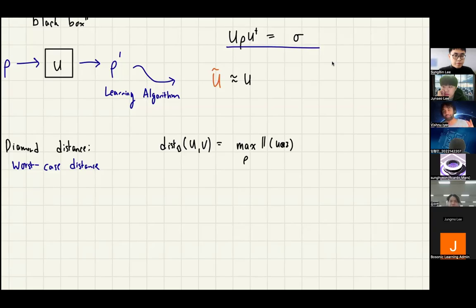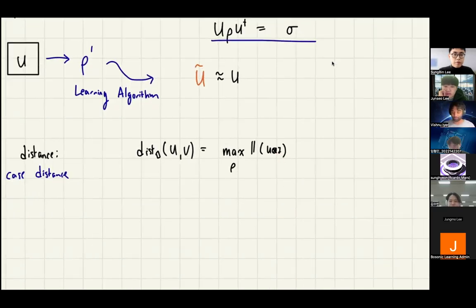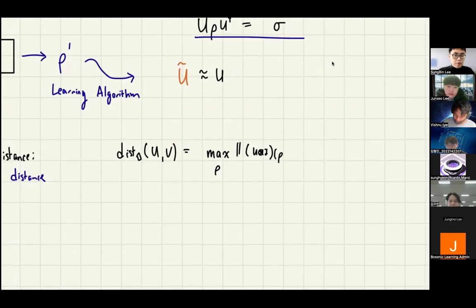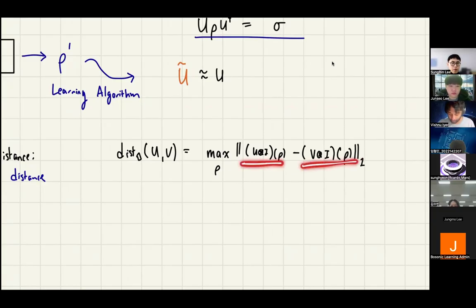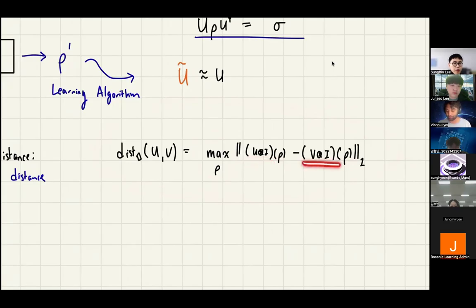But if you look at the global state, then I guess don't read too much into this. Okay, so the point is you act with this unitary U on this input state rho, and you act on this input state with V. What this is saying is it's just the worst case across all states of distinguishing U on rho and then V on rho.